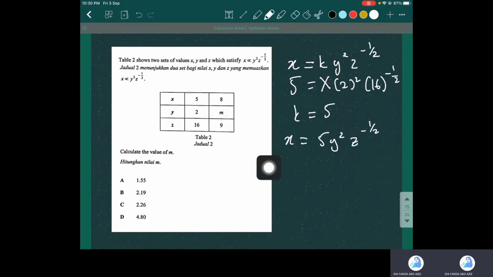Okay, tadi dia bagi dalam variation form. Dalam equation formnya ini sebenarnya, X equal 5 Y square Z power of negative 1/2. So sekarang kita cari M, which is M ni Y. Okay, macam mana cari M ni? So kita masukkan je dalam calculator dengan now kita substitute nilai 8 dengan 9 pula. So dia akan jadi macam ni dalam calculator 8 equal 5. Y tu tempat kita tak tahu kan? Okay, Y square tu tak tahu. So M square ataupun X square. And then Z kita akan masukkan 9 power of negative 1/2.